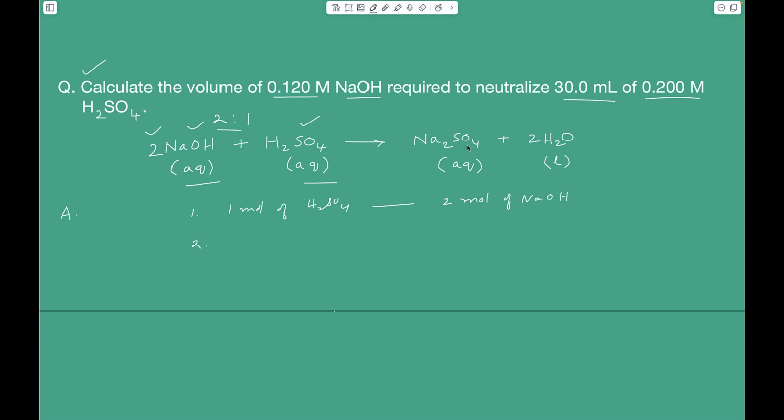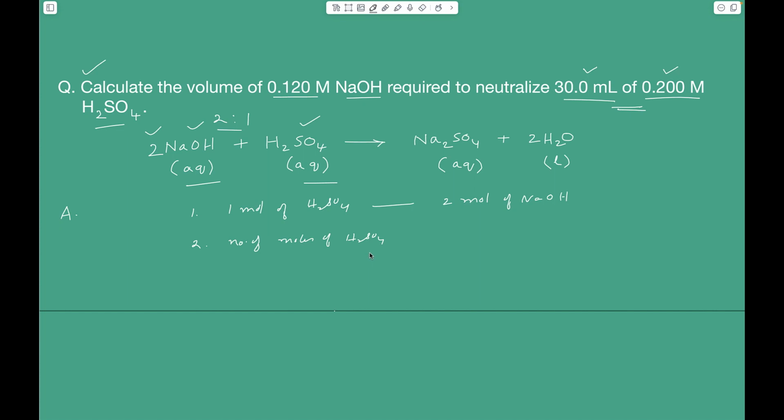But for this reaction, how many moles of sulfuric acid did we take? That is not given in the question. But we are given the volume and the concentration of the sulfuric acid solution that we took for the reaction. And we know how to figure out the number of moles of sulfuric acid present in this solution. So, first figure out the number of moles of sulfuric acid present in the solution taken.